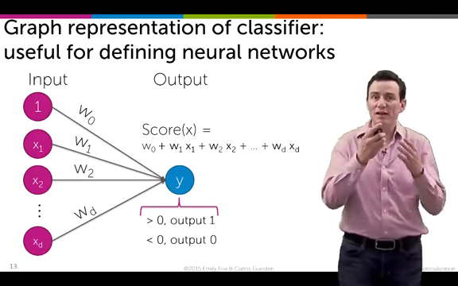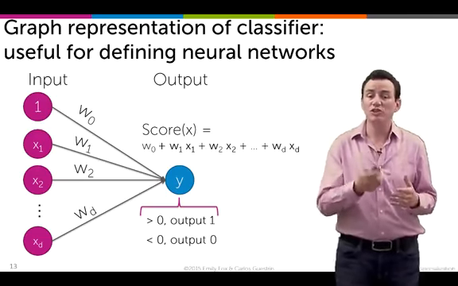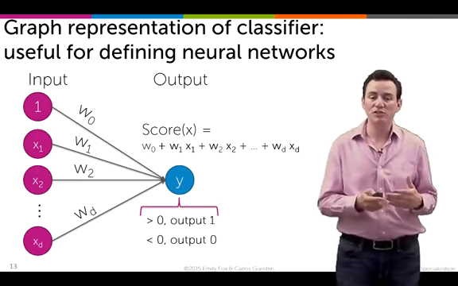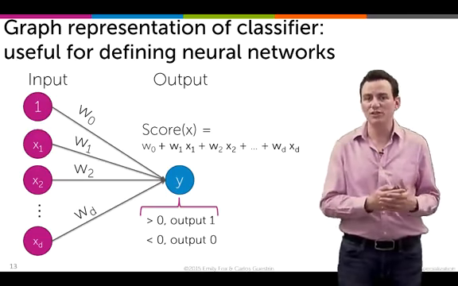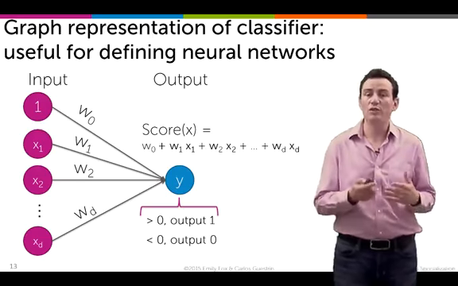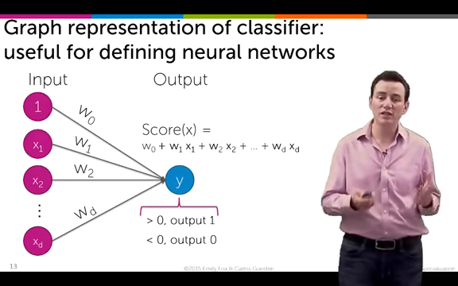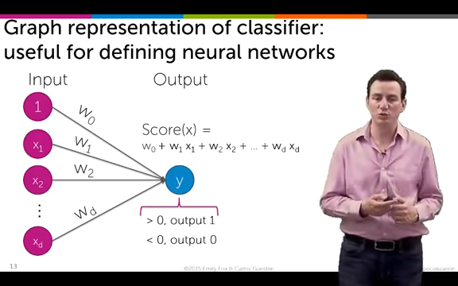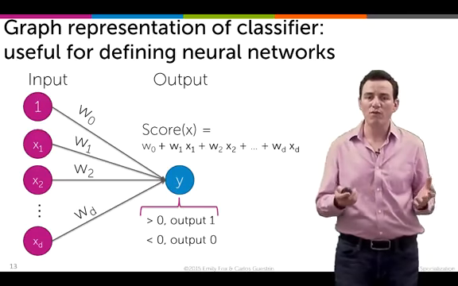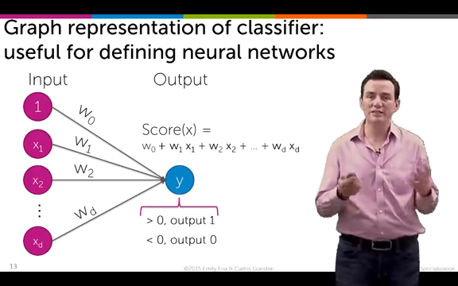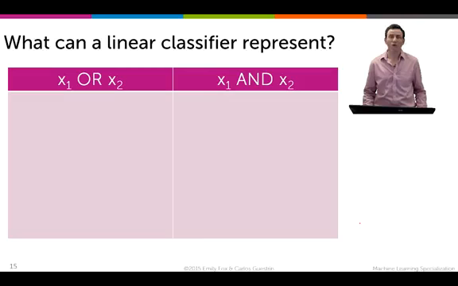If you imagine multiplying the weights W0 through WD with the features X1 through XD and the coefficient 1, you get the score. And when the score is greater than 0, we declare the output to be 1, and when the score is less than 0, we declare the output to be 0. This is an example of a small one-layer neural network. So we describe the small linear classifier as a one-layer neural network. What can this one-layer neural network represent?